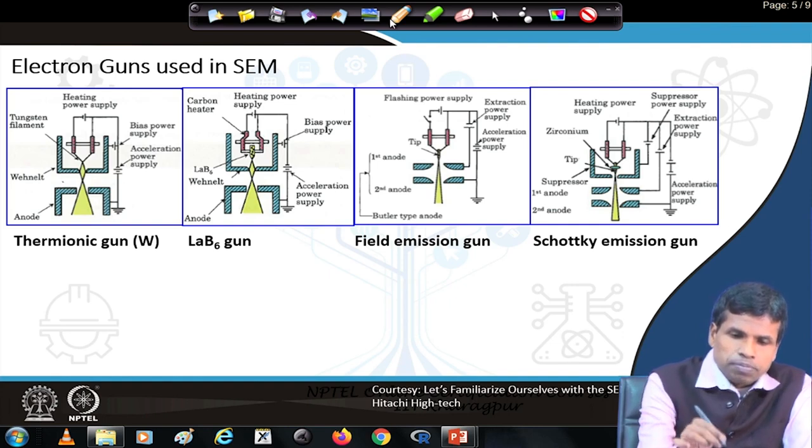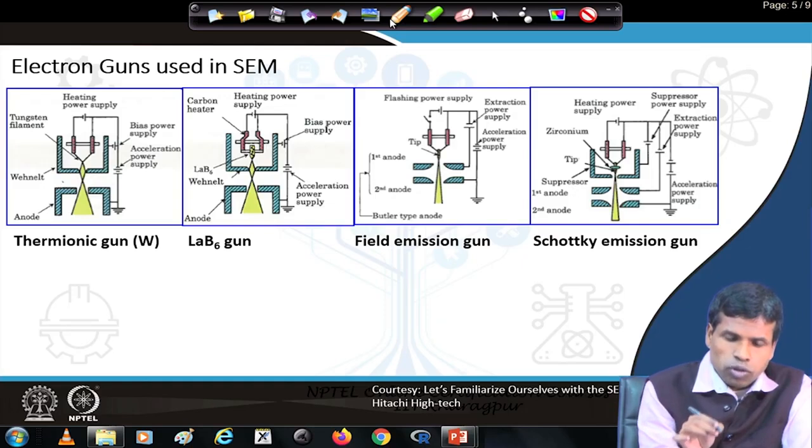After the tungsten filament, we have a Wehnelt cap, which we will discuss later, and then there is an anode. There is a potential difference between the cathode and anode, therefore electrons will be accelerated towards the anode with a high velocity, so the wavelength will change, and then those electrons will be brought downwards to strike or be incident on the sample.